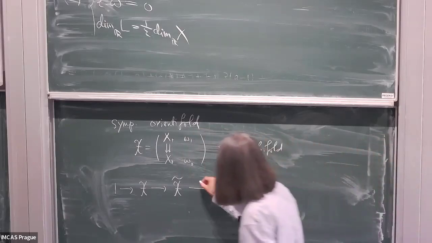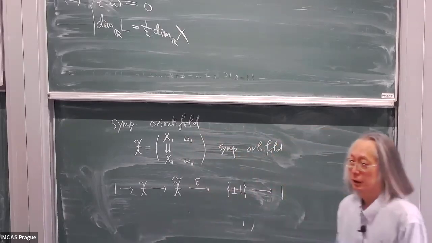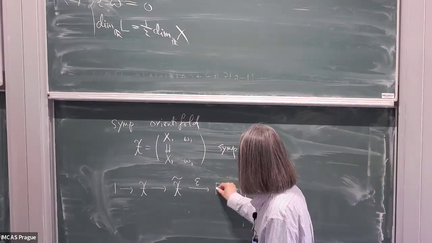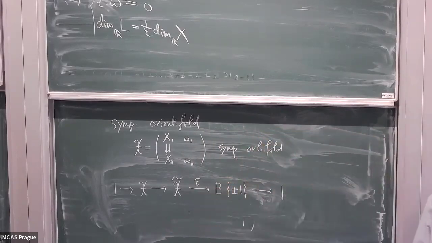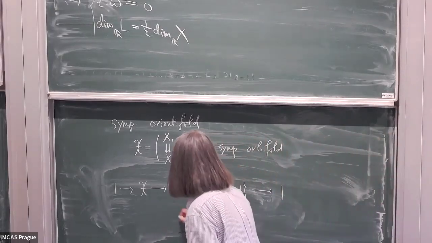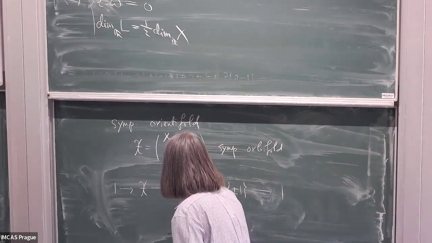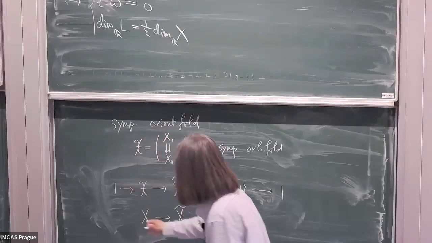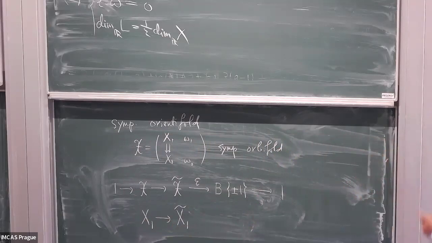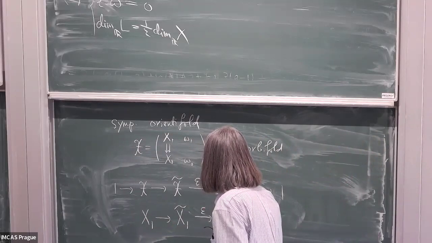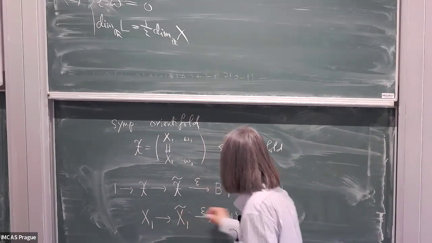Maybe I take this epsilon, and maybe it may be better to put B here, like a clustering space, clustering stack. So this one is the following. Here I have x1 tilde, and here I have x1, and this is actually injected into this x1 tilde, and then here I have epsilon, which goes to plus minus 1, and this is surjective.